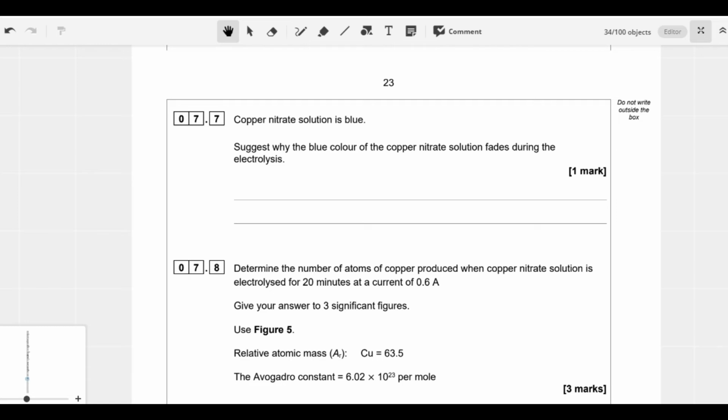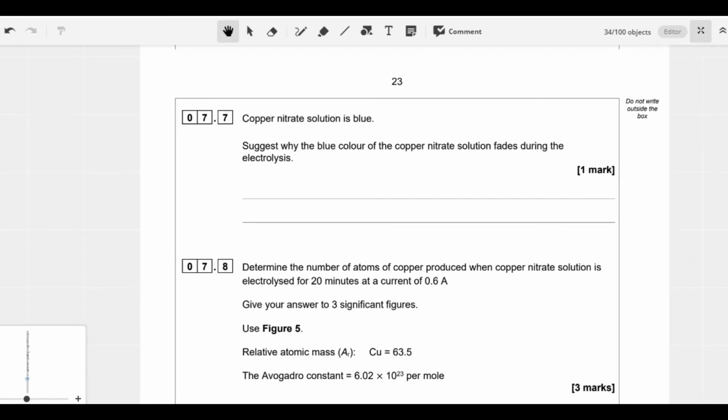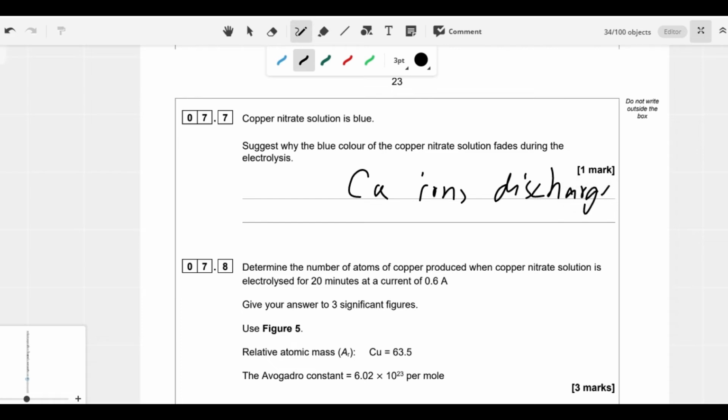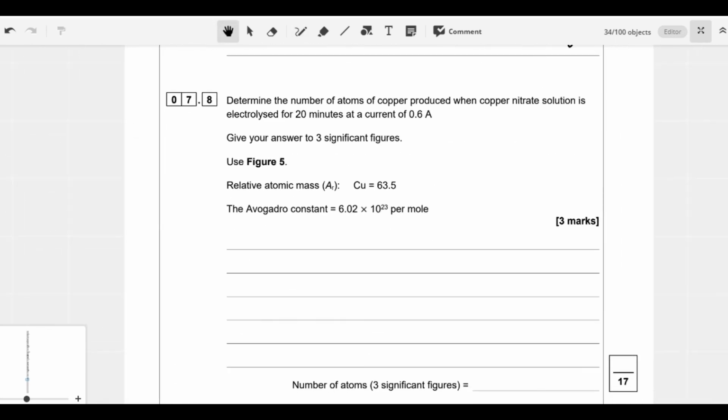Okay, next question. Copper nitrate solution is blue. Suggest why the blue color of the copper nitrate solution fades during the electrolysis. You know that it is because of the copper ions discharge. Copper ions discharge, so that's why the blue color also fades from the solution.